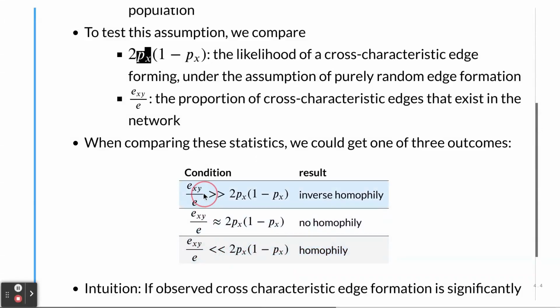And the final case is if this is significantly greater. If the proportion of edges that are cross characteristic is much larger than what we would have expected, we'll say that there's inverse homophily. And we'll talk about this really soon. We'll have an example of it.